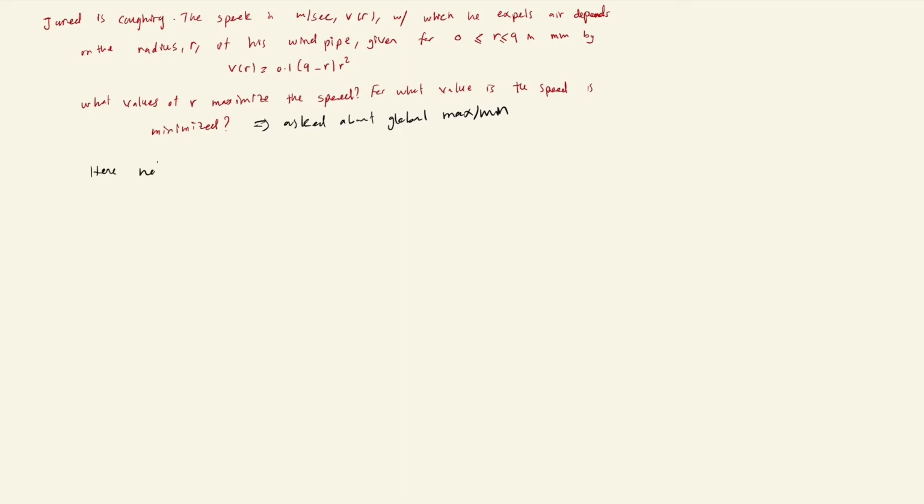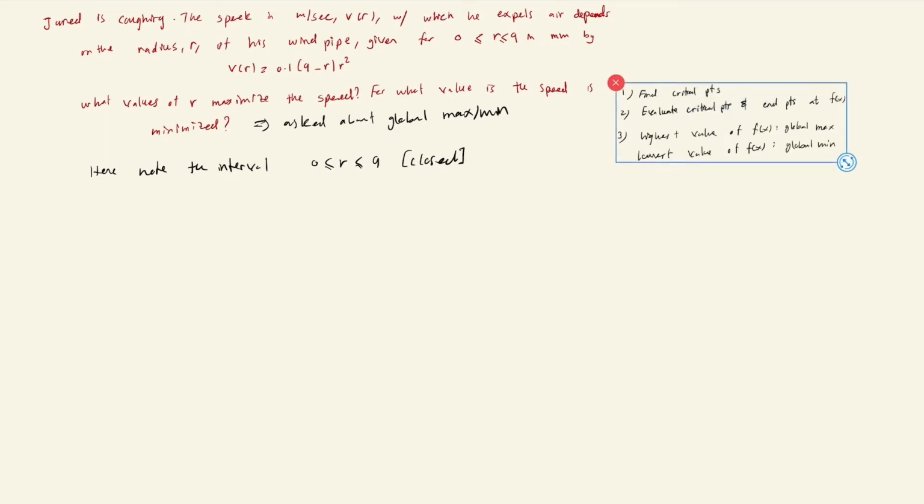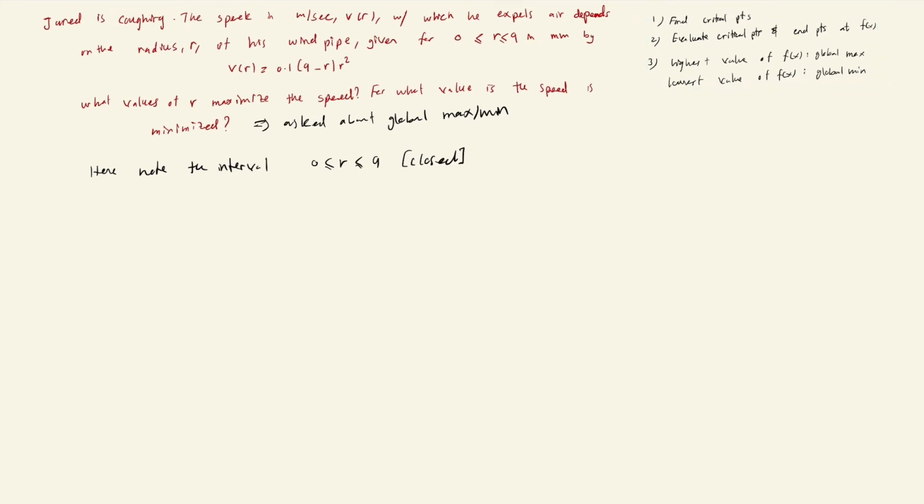Notice here the interval of r is a closed interval between 0 and 9. That means we're going to follow the steps for a closed interval to find the global maximum and minimum. This is going to be: first, finding the critical points; second, evaluating the critical points and endpoints in the function v(r); and third, finding the highest value, which is the global maximum, and the lowest value, which is the global minimum. So first, let's find the critical points.